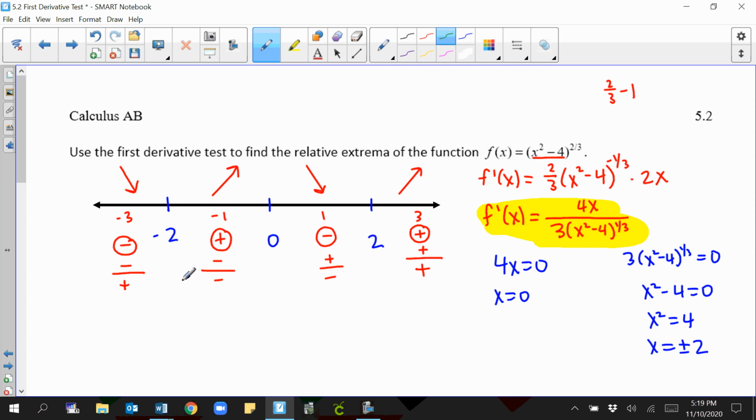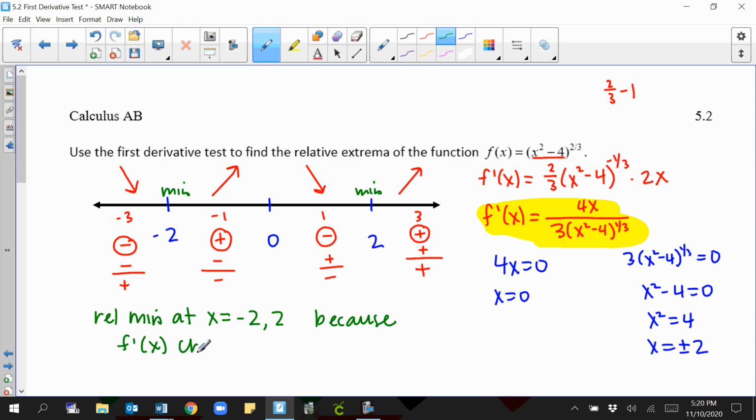So the conclusions that I'm going to say: there is a relative minimum at x equals negative 2 and 2. We've got a min here and a minimum here because f prime of x changes from negative to positive. And I can say there's a relative maximum at x equals 0.